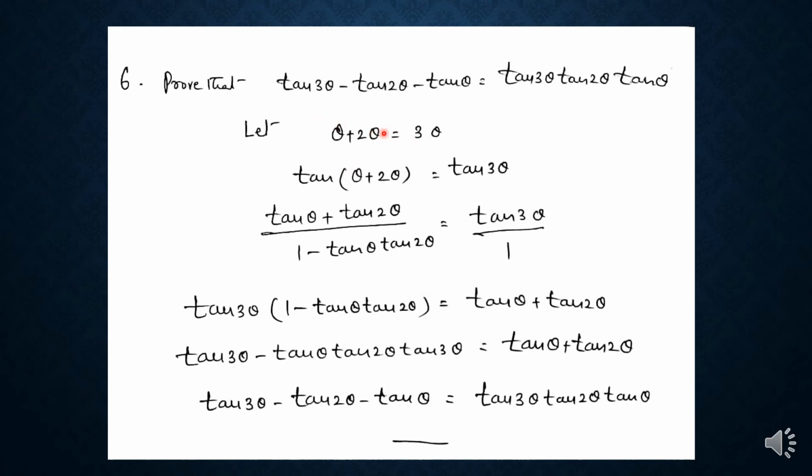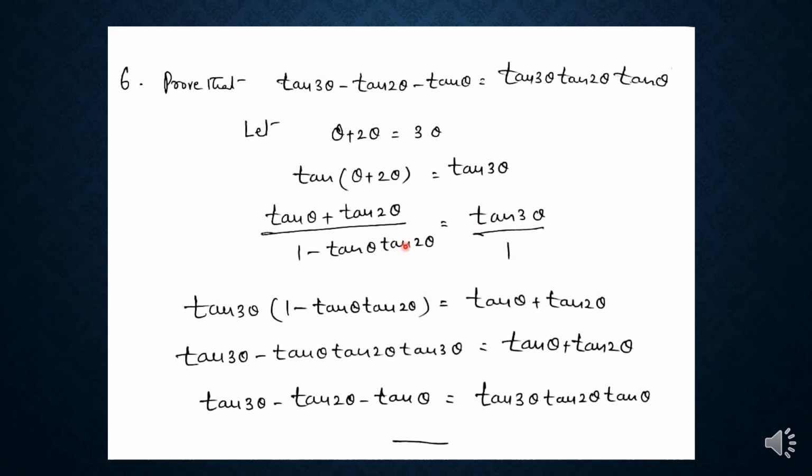So now here 3 theta can be written as theta plus 2 theta is equal to 3 theta. By applying tan on both sides, tan of theta plus 2 theta is equal to tan 3 theta. So now this is in the form of tan of a plus b. By applying this formula, we will get tan theta plus tan 2 theta by 1 minus tan theta into tan 2 theta, that is equal to tan 3 theta by 1. So this is in the form of tan of a plus b, which can be written as tan a plus tan b by 1 minus tan a tan b, that is equal to tan 3 theta by 1.